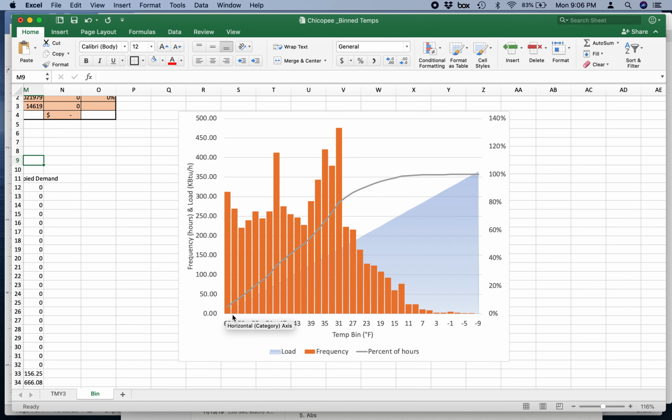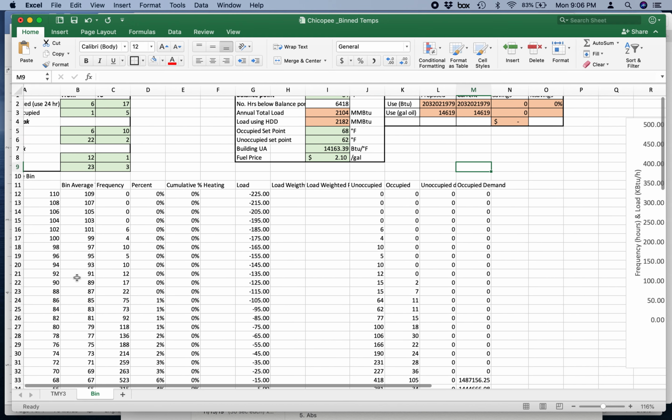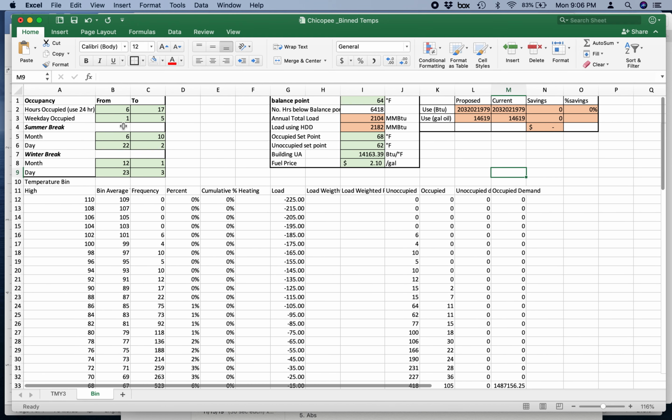And these bins each refer to different temperatures. So I'm going to go back to the occupancy thing. So here, this is where I input the occupancy and I say, well, I think the school is open, or they start heating it up from 6 a.m. and they close it at 5 p.m. And you can see I'm using a 24-hour clock, so 1700 hours.